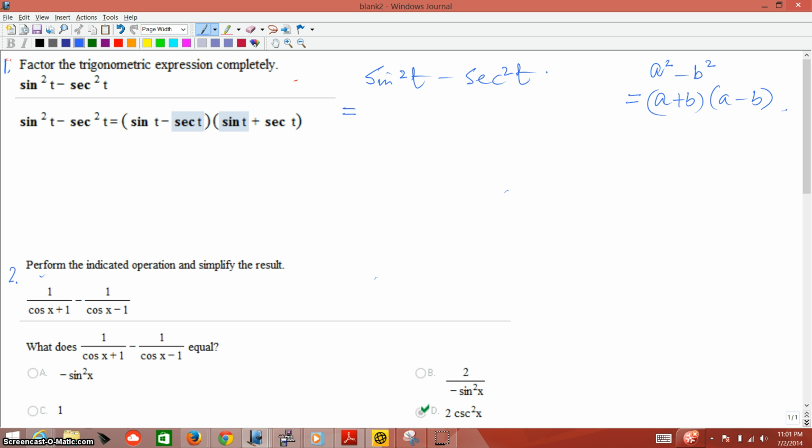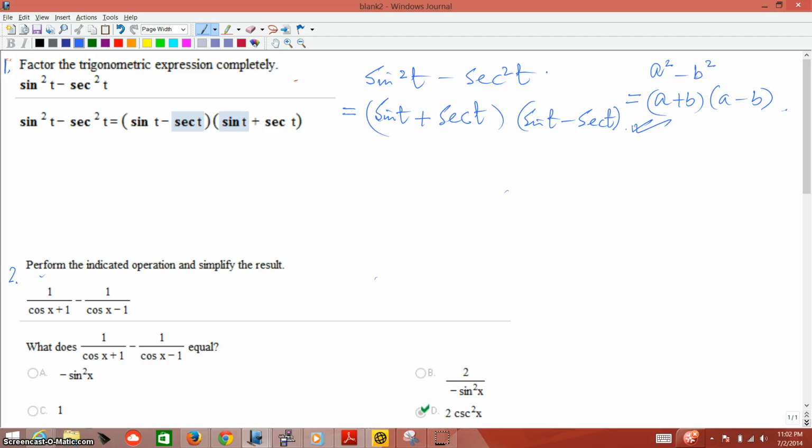So this one is sine squared t minus secant squared t. So I'm going to write it down just like the algebraic form. I'm going to write down sine t plus secant t times sine t minus secant t. And I cannot actually do anything else beyond this step. So that will be my final answer.